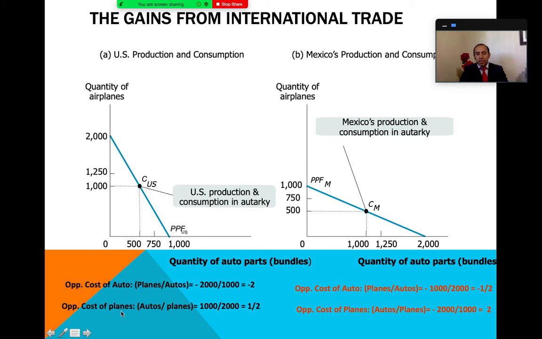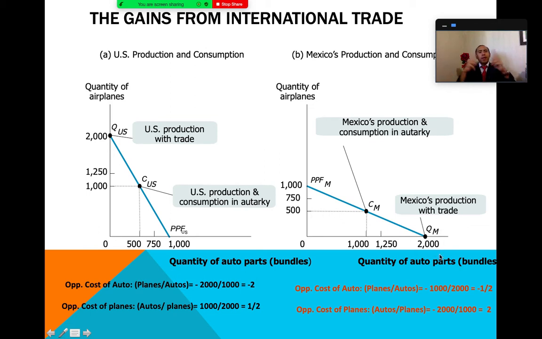And the US has the lowest opportunity cost in airplane production, which is 1/2 in comparison to 2 in Mexico. The US will specialize in airplane production, given that it has the lowest cost. And Mexico will specialize in automaking, in which it has the lowest cost, and then trade with one another.